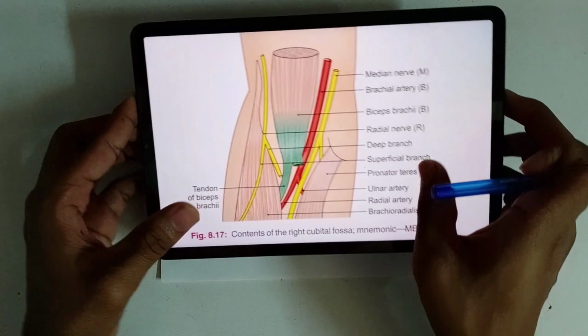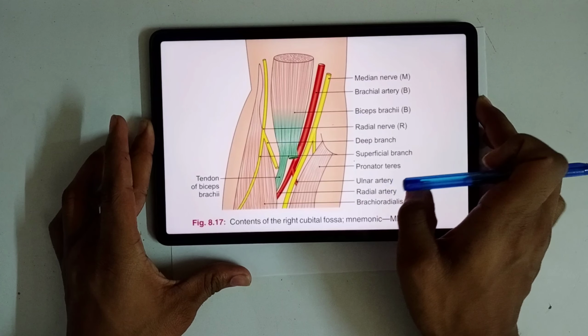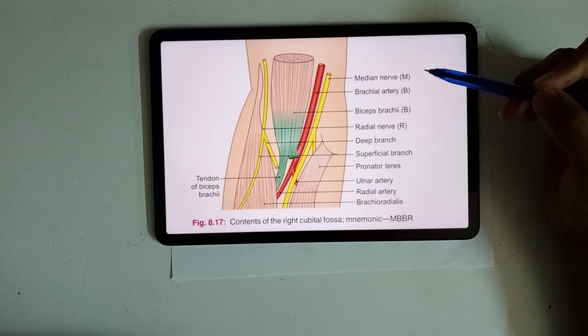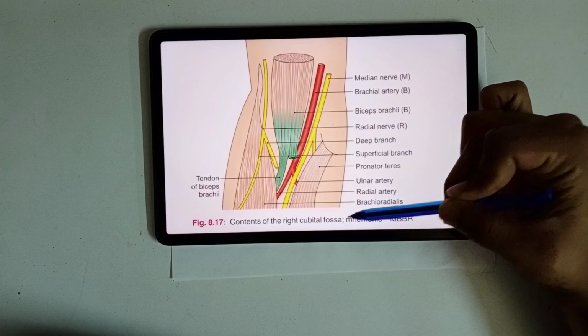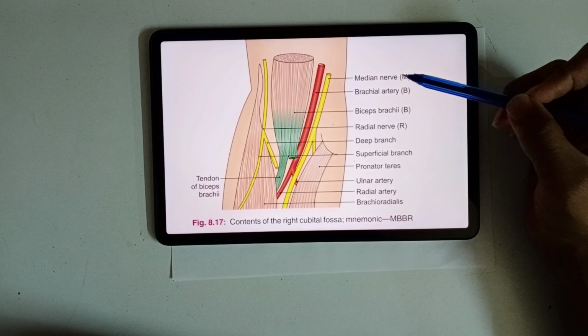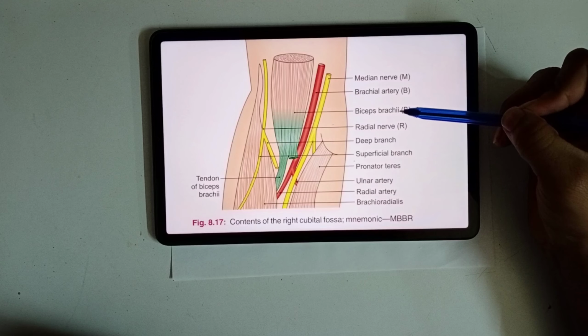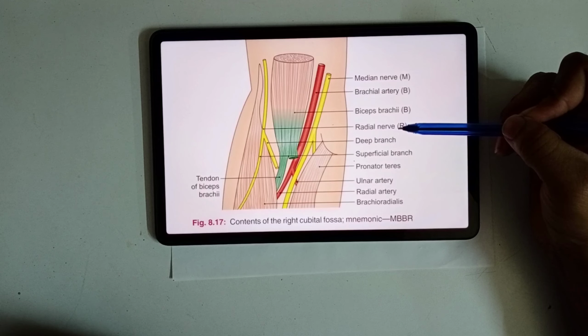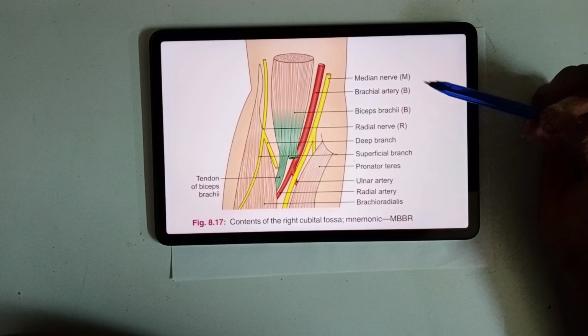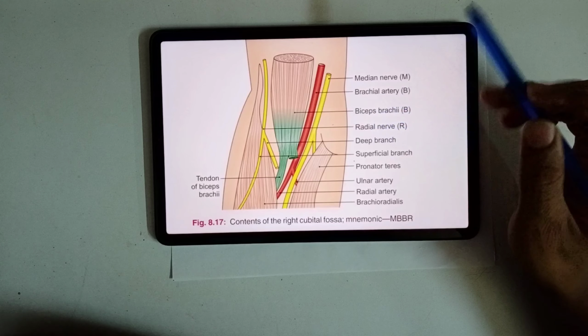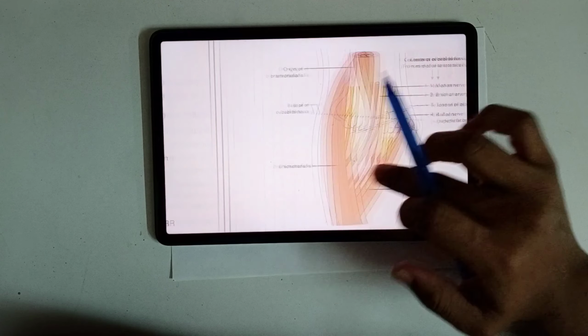Let me show you here. This is our contents of right cubital fossa, MBBR. This is median nerve, brachial artery, biceps brachii, and radial nerve. These four form the contents of cubital fossa.